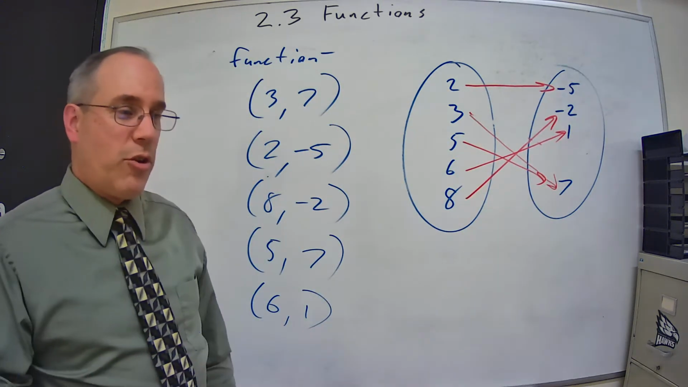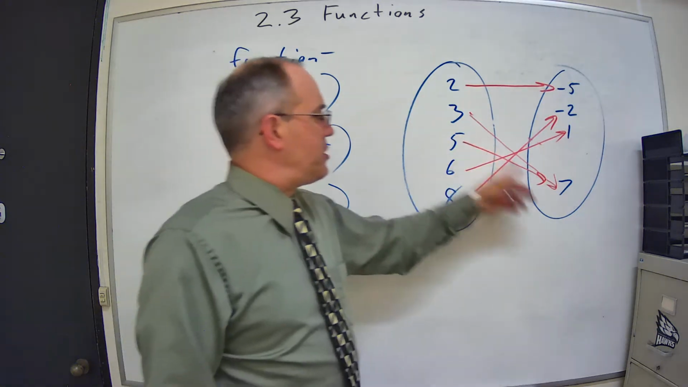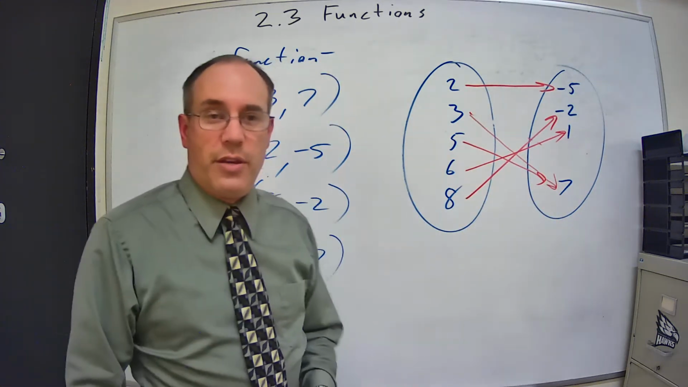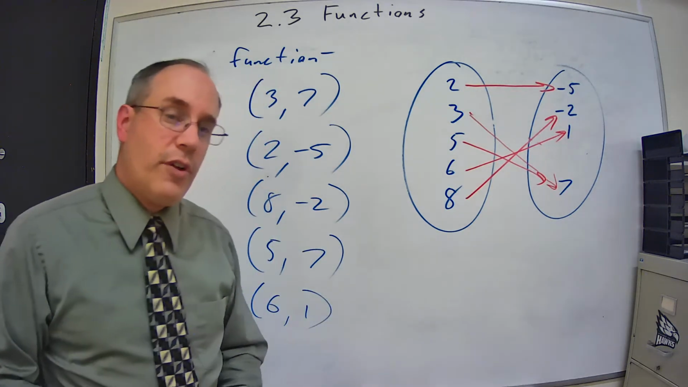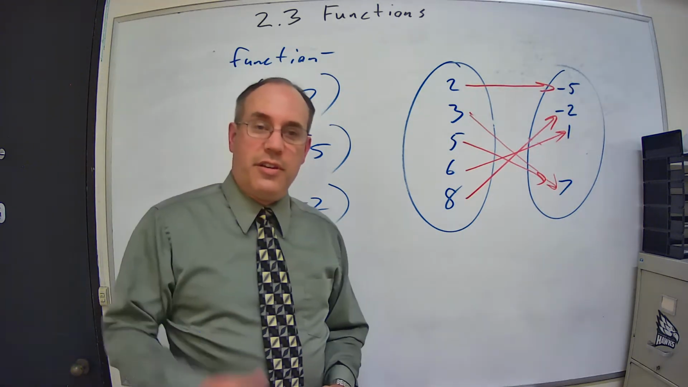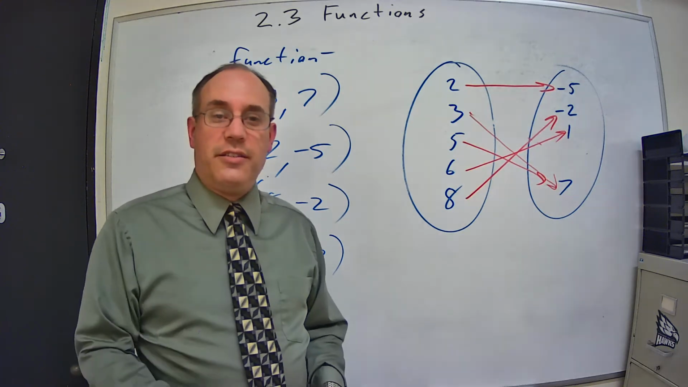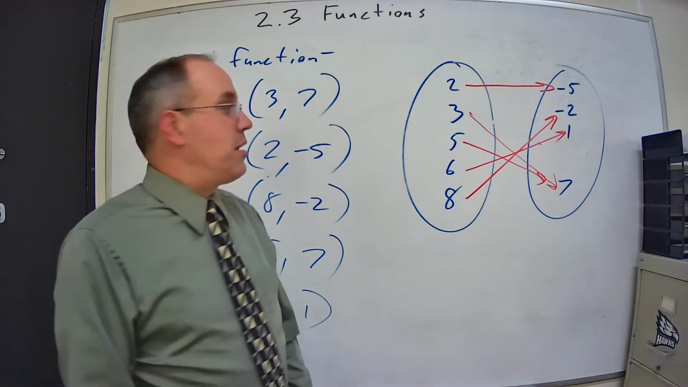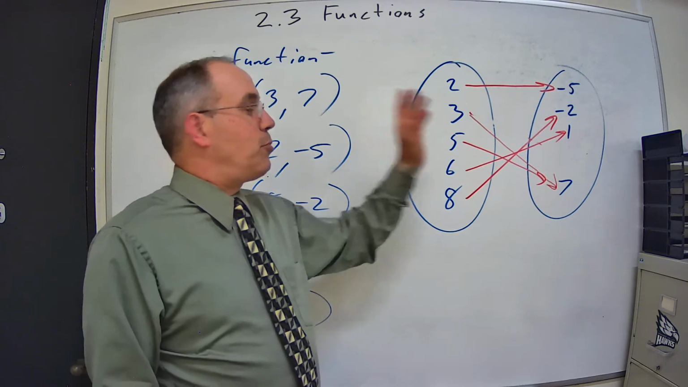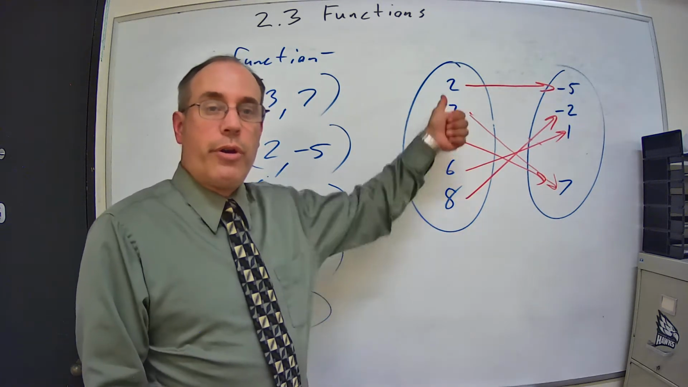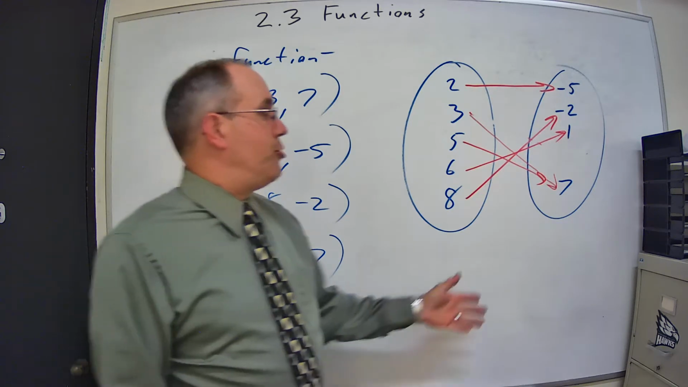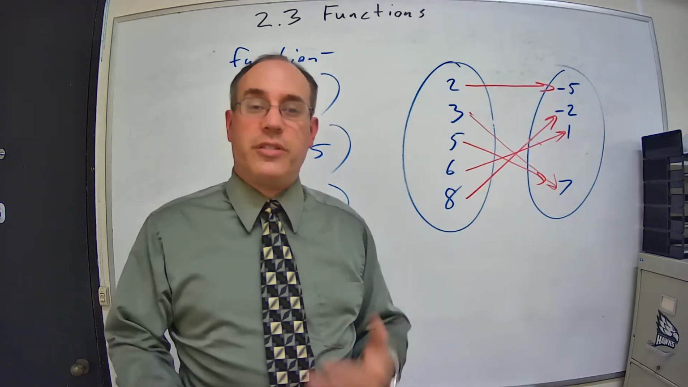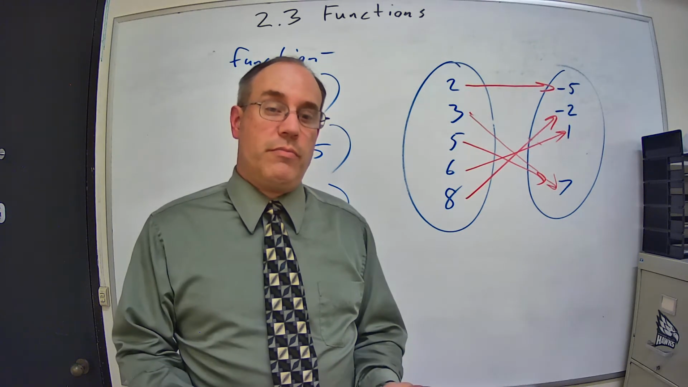Now you may be looking at that and go, well, wait a second, Mr. Davis. There's 2 of these inputs going to that 7. Doesn't that not make it a function? And the answer is no, that does not make it a function. Functions can only have one possible output per input. You could have all of the inputs going to the same output and it would still be a function.